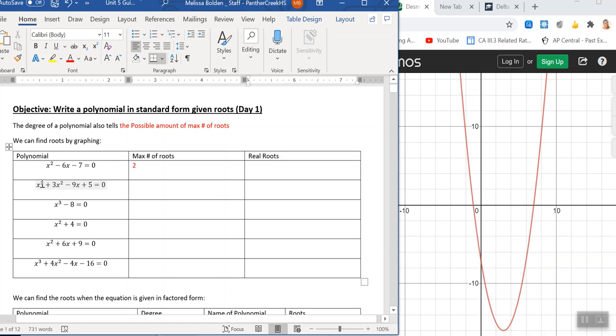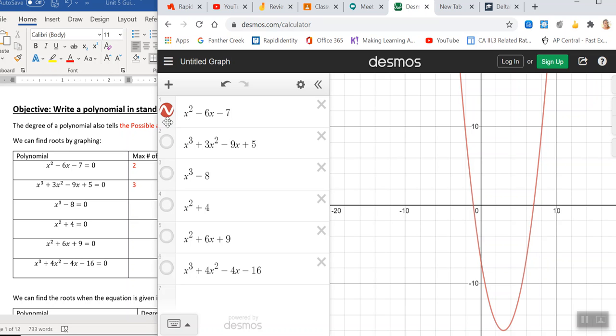In this next polynomial, it's a cubic function. The highest degree is 3, so therefore the most roots it could have is 3. The first one actually had 2. And we're going to graph the second one. It's cubic. The most it can have is 3. Let's see how many it actually has.